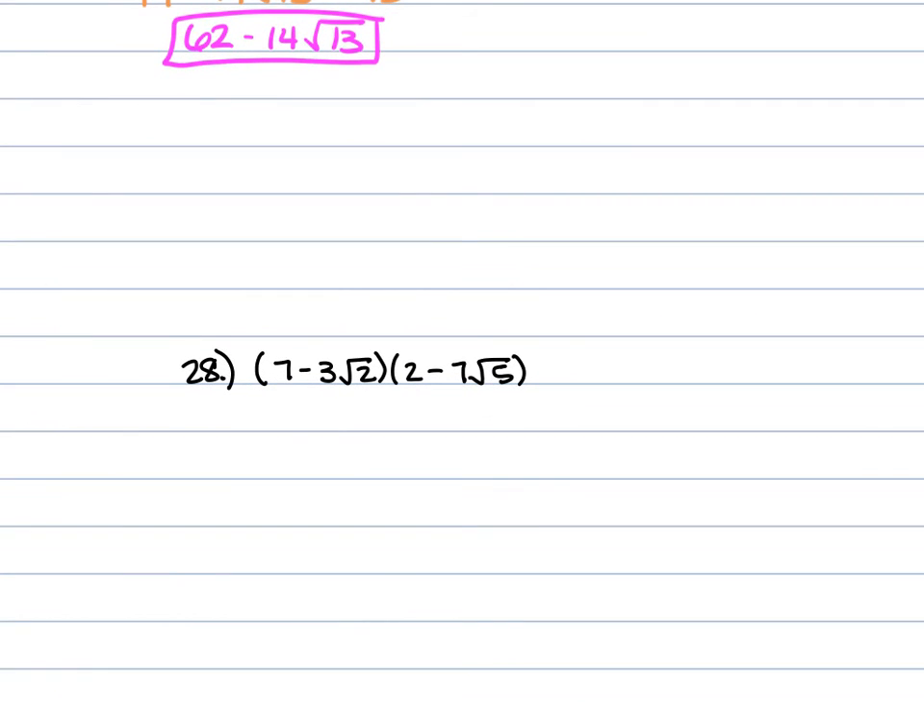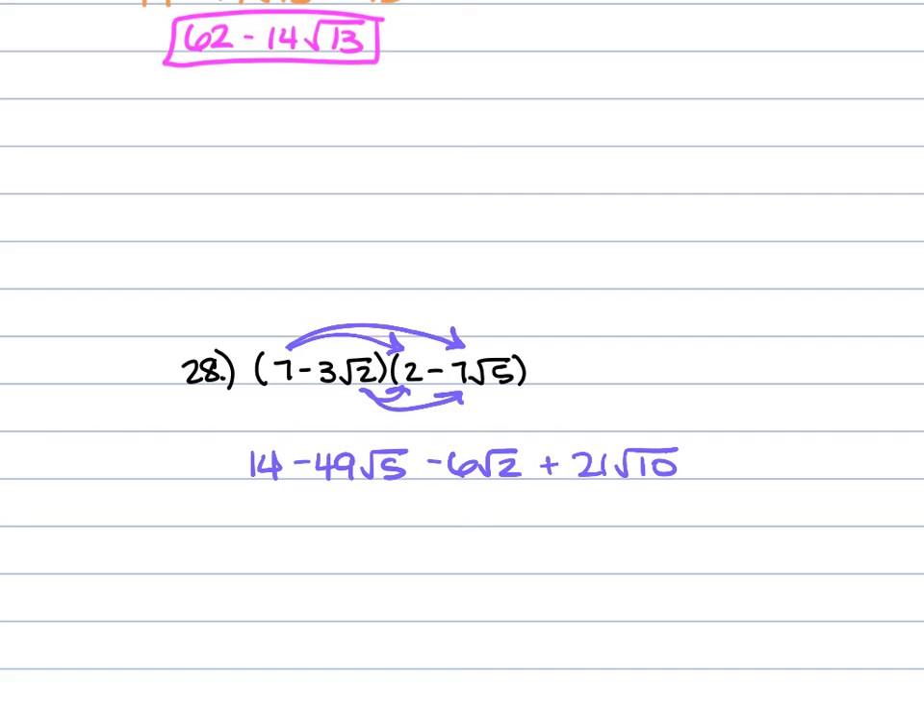For 28, same thing, we're just going to FOIL. So 7 times 2 is 14. 7 times negative 7 square root 5 is negative 49 square root 5. The negative 3 square root 2 times 2 is negative 6 square root 2. Negative 3 square root of 2 times negative 7 square root 5 is going to give us a positive 21 square root 10. So once again, we don't have any like terms, we can't simplify any of these radicals, so we just leave it.